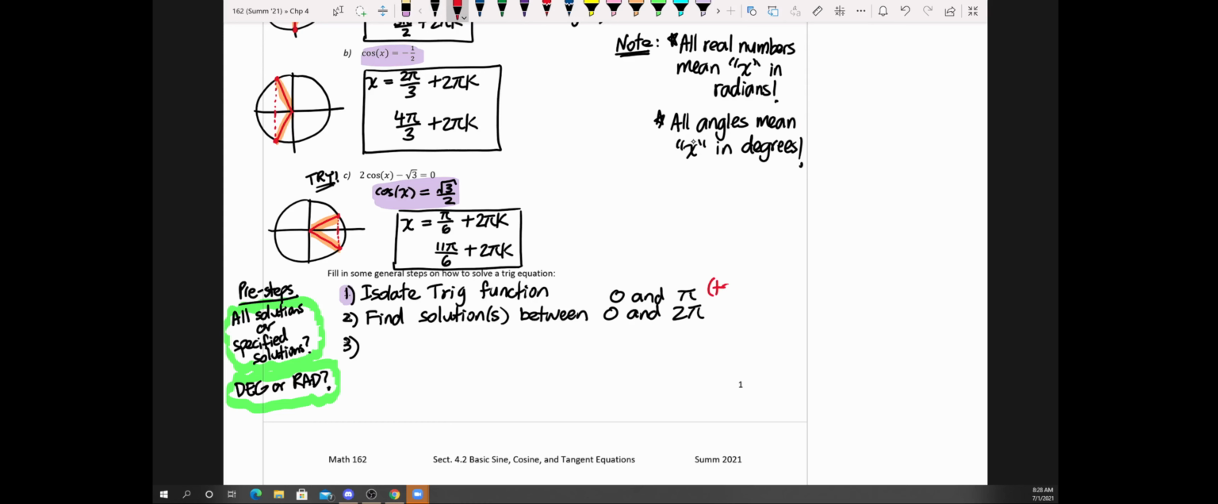Okay. So we need to apply our graphing knowledge here. The first cycle for tan and cotan goes from 0 to pi. The first cycle for sine, cosine, cosecant, secant goes from 0 to 2 pi. So if you're working with tangent and cotangent, find the solution or solutions between 0 and pi. When working with sine, cosine, cosecant, and secant, find the solutions between 0 and 2 pi.